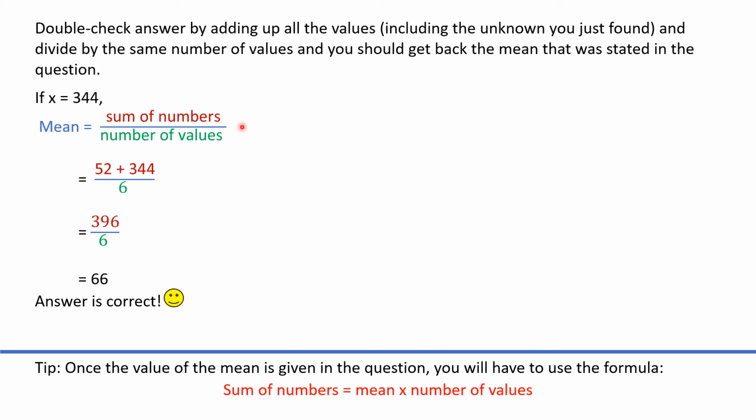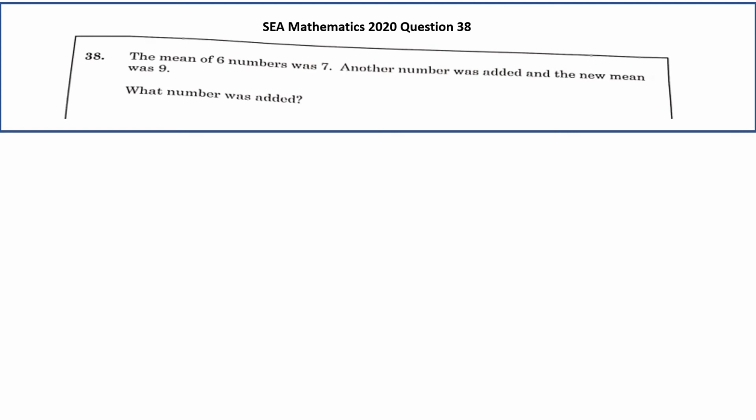So once you see they've given you the value of the mean, know that you're going to have to use this formula down here. Okay? So let's look at this question. This is the S.E.A Mathematics 2020, question 38. The mean of 6 numbers was 7. Another number was added and the new mean was 9.